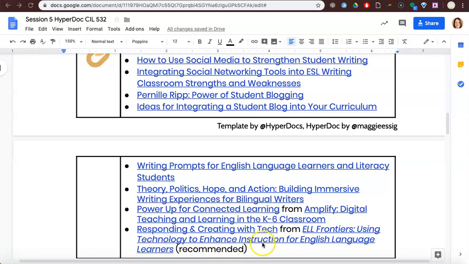One I'm going to highlight is this one right here, Responding and Creating with Tech from ELL Frontiers. ELL Frontiers is a great book if you can take a look at it and read it, but I've copied this chapter which is all about production, responding and creating with technology for ELs. So if you have a chance, go through and look at the examples and tools and strategies they give you there.